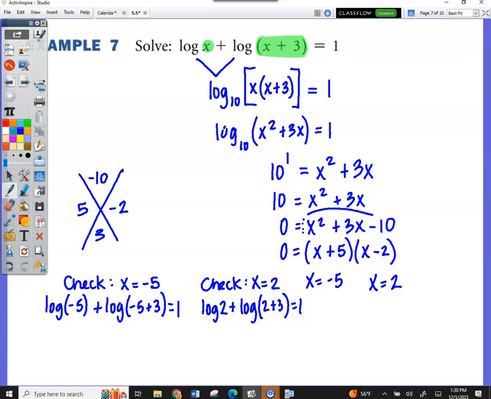What did you find when you checked -5? You end up with an error. It tells you not real, which means x cannot be -5. That's considered your extraneous answer, meaning algebraically it's an answer, but when you plug it back in, it's not in the domain. And then what about when you check 2? You end up with 1 equals 1, which means it works, so x is 2.